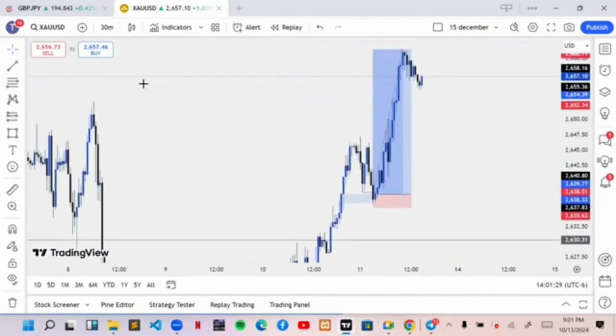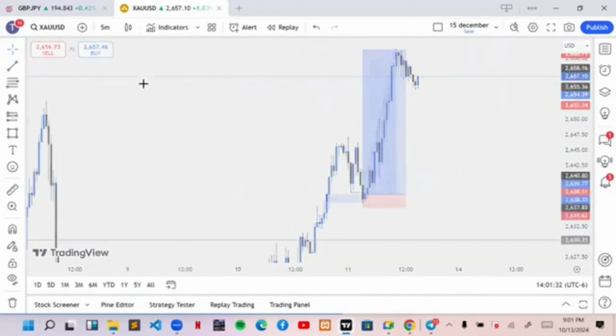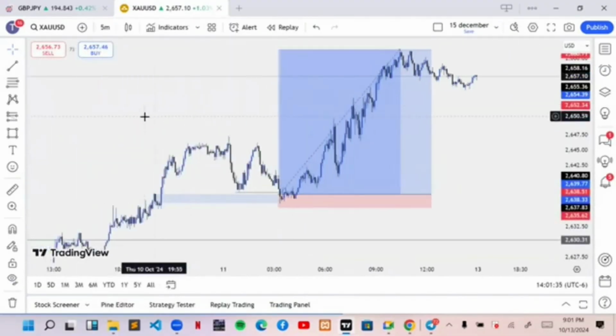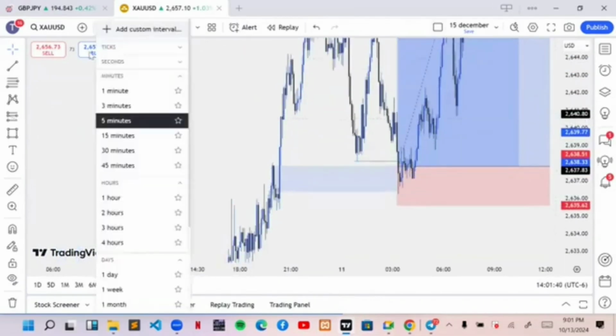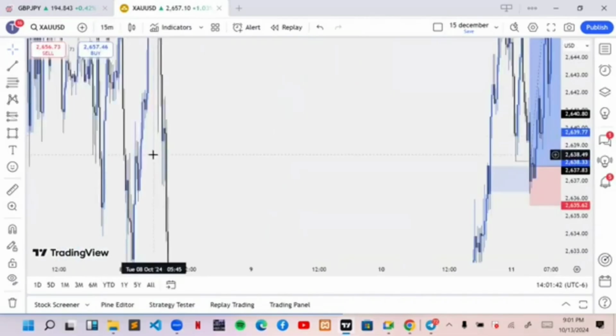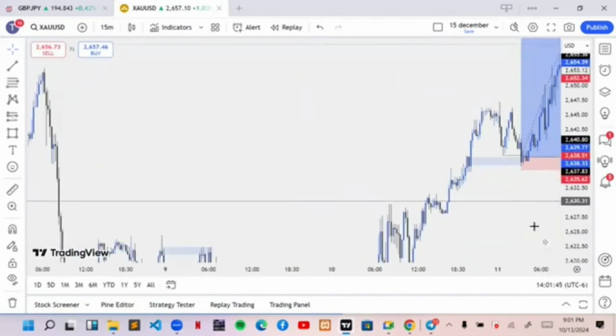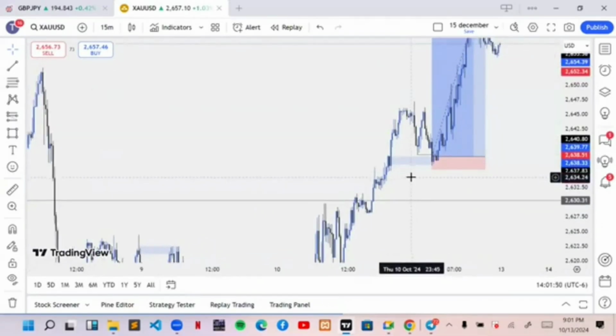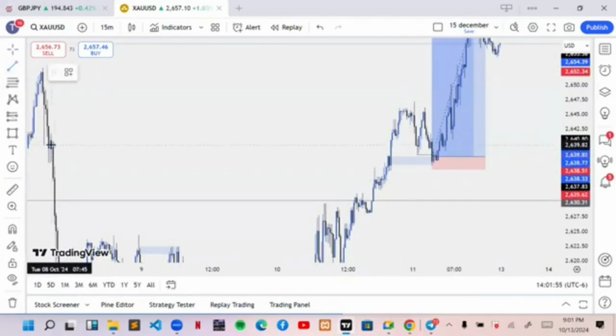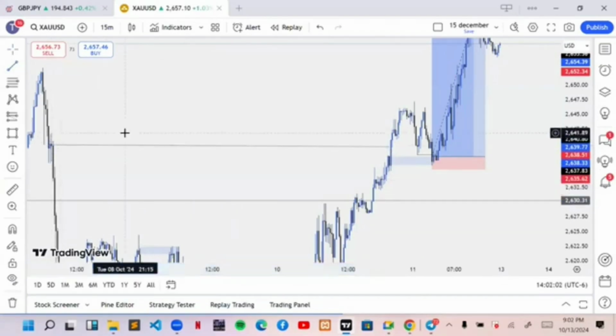So let me see. I have another example. So for this scenario, this one is a break of structure type of trade. So this is a resistance level here in the market. I showed an example with market structure shifts. This one is a resistance level.